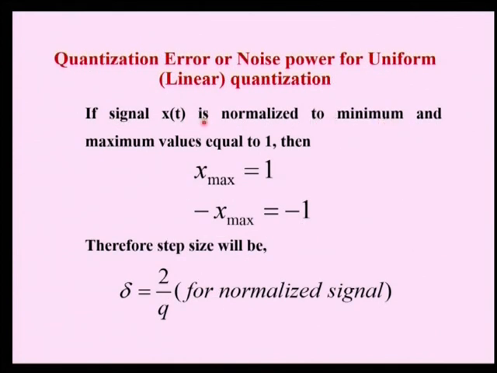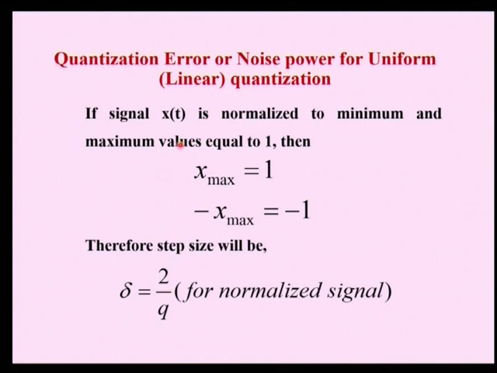If the signal x of t is normalized to a maximum value of 1 and a minimum value of minus 1, that is, we take the positive peak as plus 1 and the negative peak as minus 1, what about the step size? For a normalized signal, del is 2 by q, that is, 1 minus of minus 1, which becomes 2. So the step size will be 2 by q, where q represents the number of levels. This is for linear quantization.